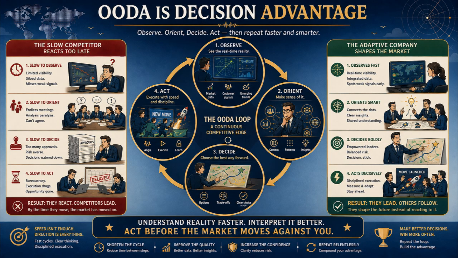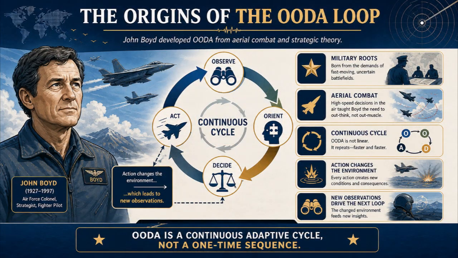Here is where it all begins. The origins and meaning of the OODA loop. John Boyd developed the OODA loop from military experience, especially aerial combat and strategic theory. The model describes a continuous cycle of observing the environment, orienting to what the information means, deciding on a course of action, and acting. The important part is that the loop is continuous. Action changes the environment, which produces new observations, new orientation, and further decisions.